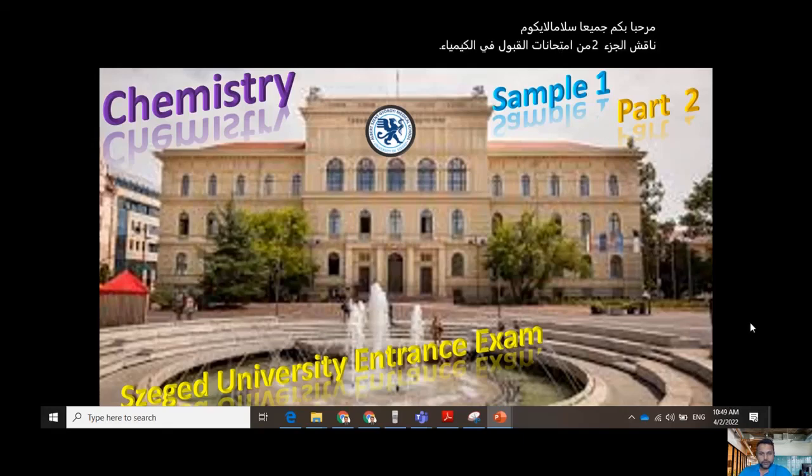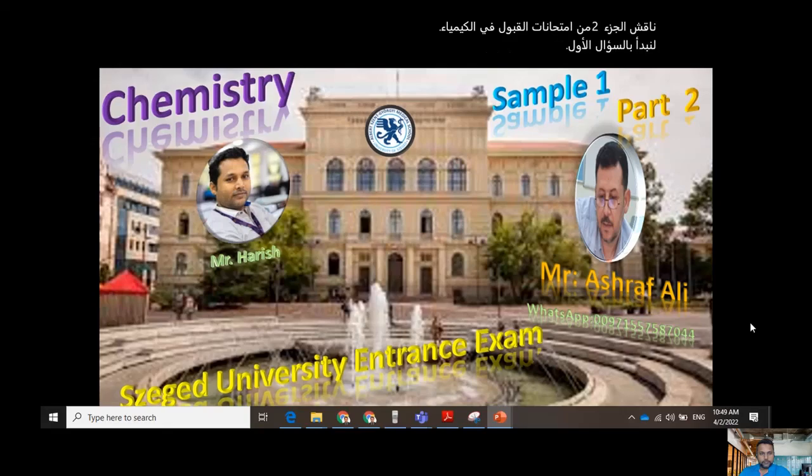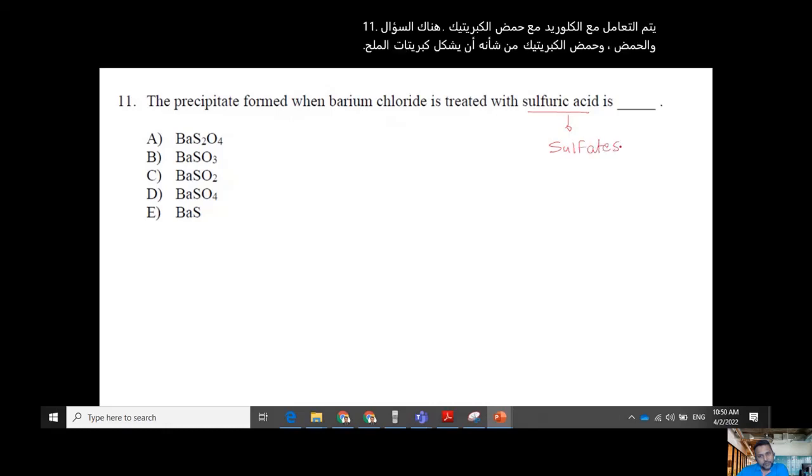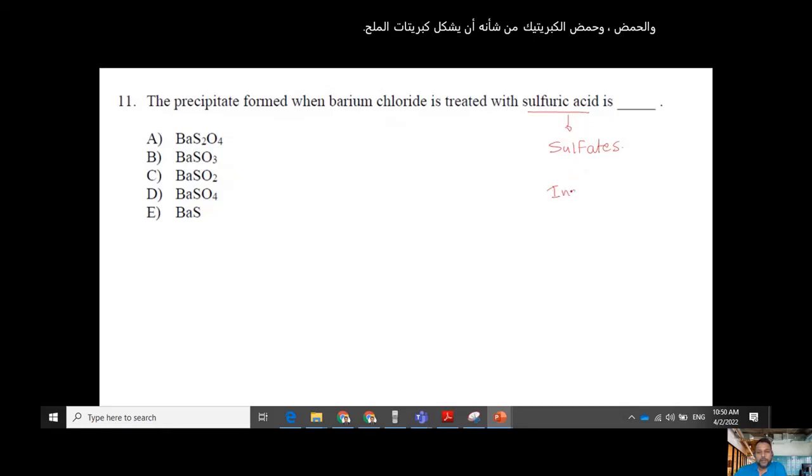Let's start with the first question. The precipitate formed when barium chloride is treated with sulfuric acid. That is our 11th question. You have to remember, an acid, sulfuric acid, would form the salt sulfates. If the salt is insoluble, we call it a precipitate.